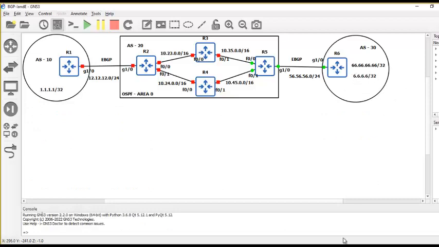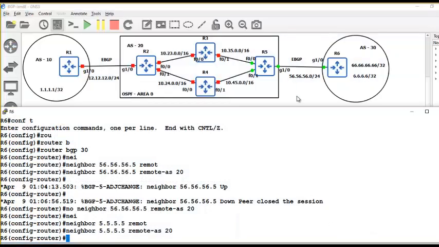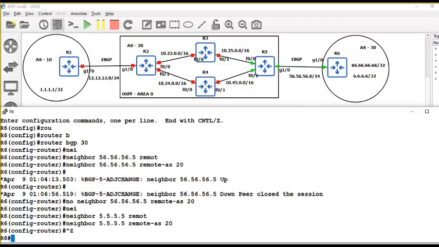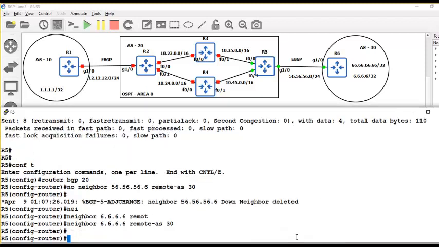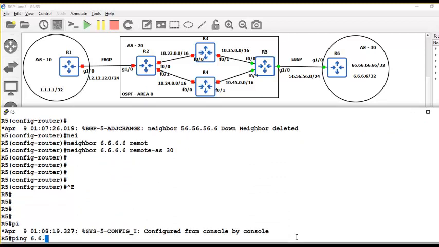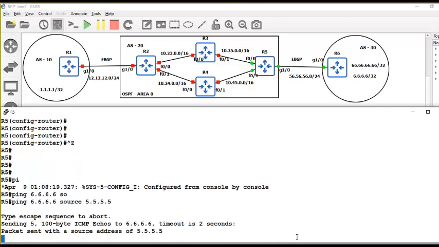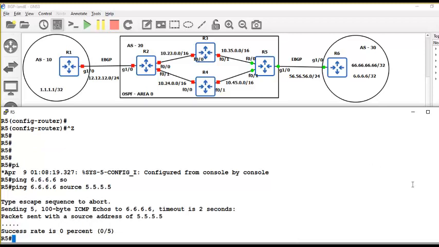Now what is the very first thing I need? I need a route to reach 6.6.6.6, which I don't have. See, router 5 cannot ping 6.6.6.6 with the source 5.5.5.5. This ping should happen between loopbacks. The ping should happen, only then can TCP negotiate, right? So let us write a static route.